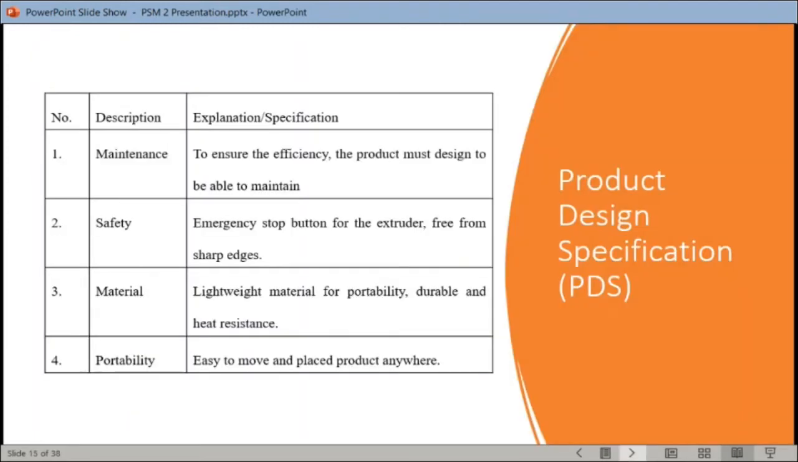Product Design Specification or PDS describes the conditions that must be satisfied in order to be competitive in product or method. For this filament extruder, there are 4 PDS, which are maintenance, safety, material and portability.